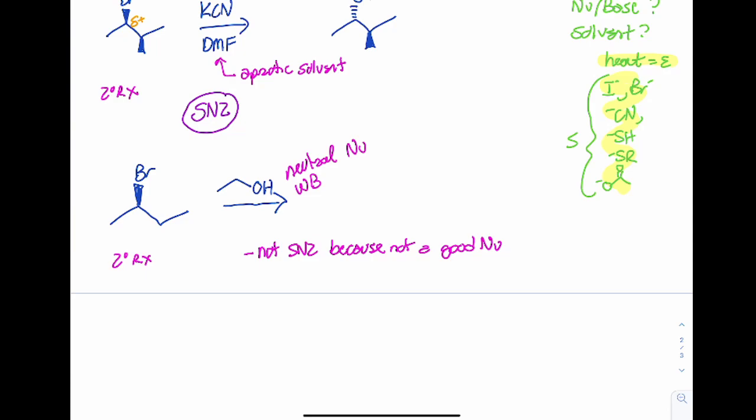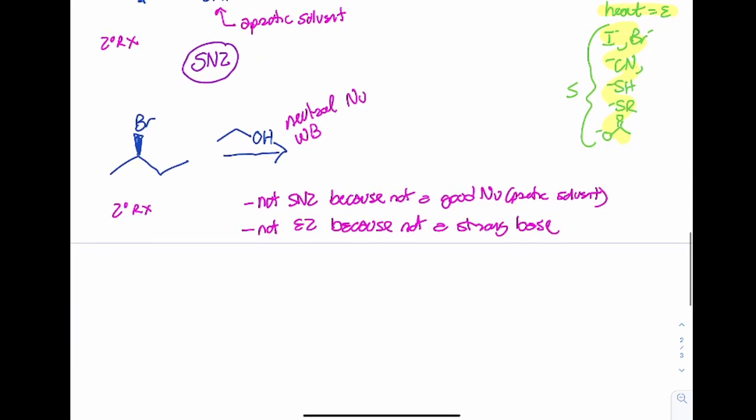Also, if you consider the ethanol also a solvent, it would be a protic solvent. Our nucleophile isn't always our solvent. It takes a little bit of experience to be able to tell when. So if you didn't recognize that, you could just say it's not a good nucleophile and be fine and still get the correct answer. Not E2, because not a strong base. So that is going to give me SN1 and E1. So we're going to get both of these.